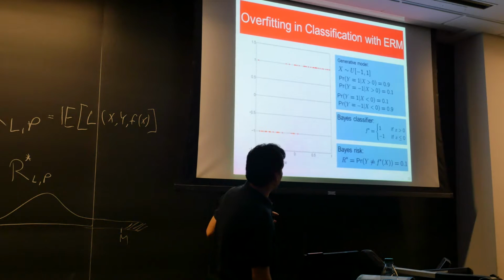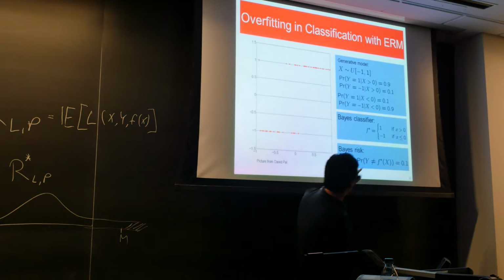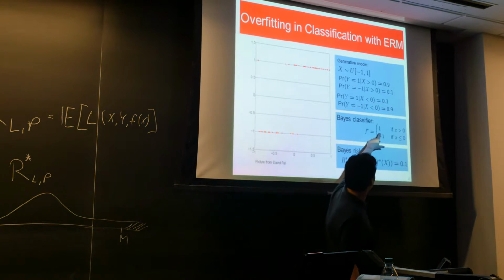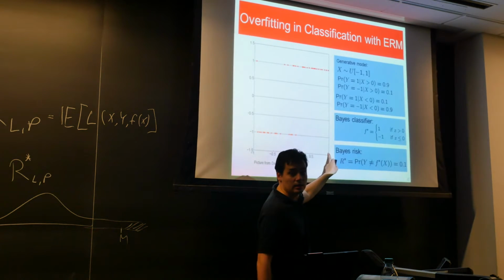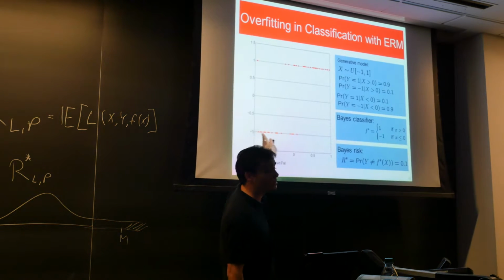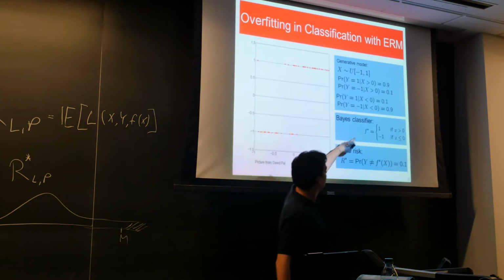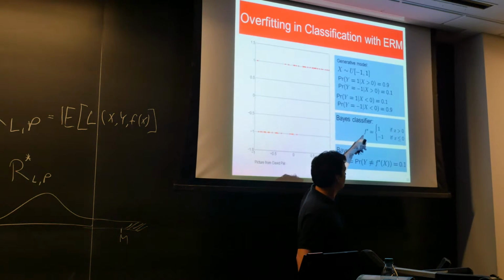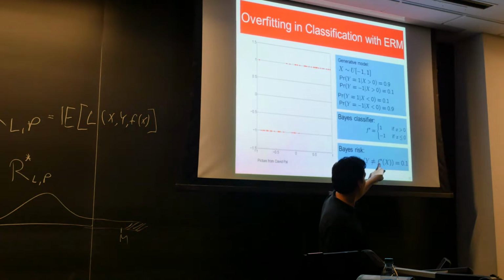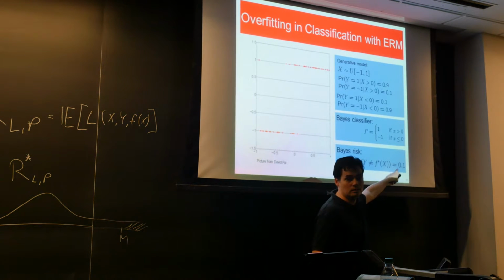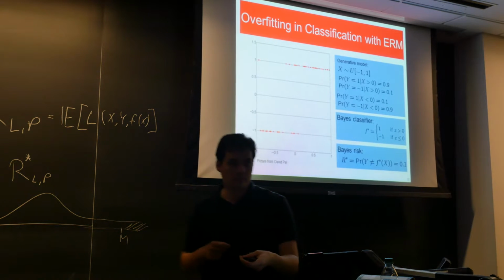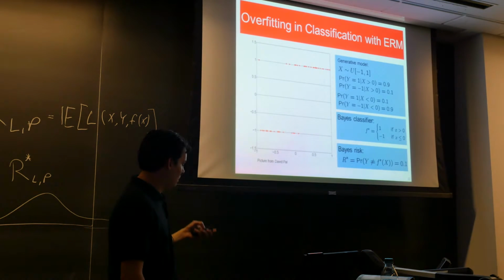The optimal Bayes classifier in this case, it's easy to prove, is that the predicted class label is 1 if x is bigger than 0, and the predicted class label is -1 if x is smaller than 0. And the Bayes risk, so the risk of this optimal classifier, would be the probability that y is not f star of x, and that would be 10%. So with 10%, you would make some error. So that's the Bayes risk.